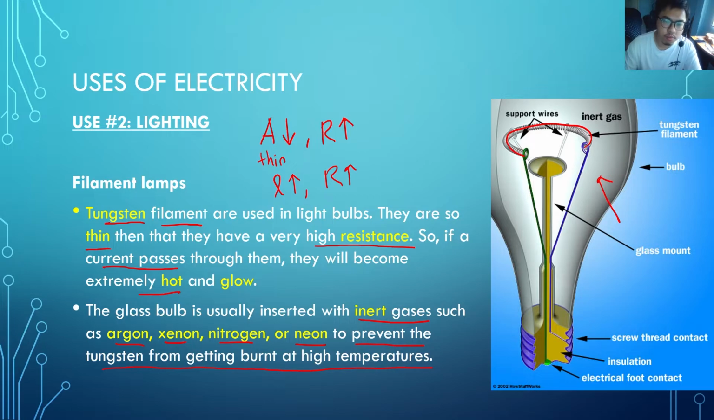Now imagine if you put in oxygen, which is a very reactive gas, inside the bulb. Now the tungsten filament is very hot and you have oxygen inside the bulb. That's going to start off a reaction and it will probably burn the rest of the bulb or blow up the bulb. That's why, just to be safe, we don't put in any reactive gases inside the bulb. We just put in inert gases so that we can avoid any sort of burns, explosions, or damage that can happen to the bulb.